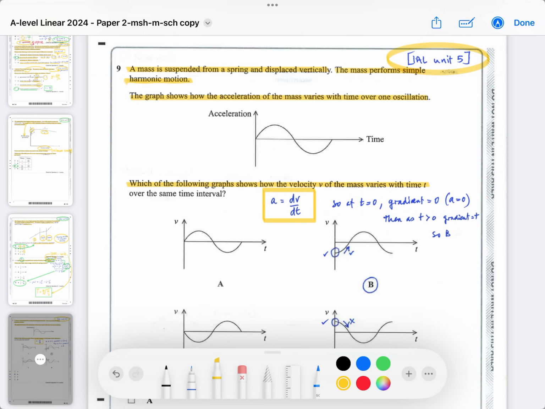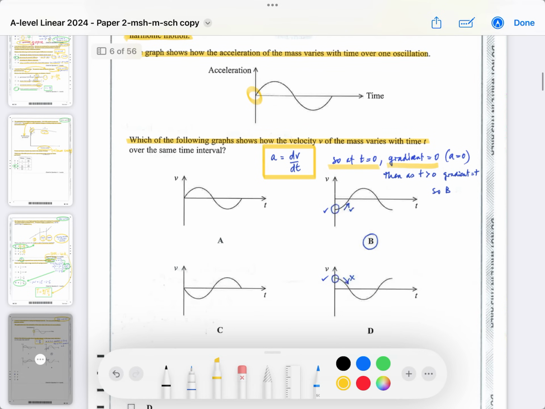Okay? So we want the acceleration at time 0. The gradient should be 0 at time 0, because the acceleration at time 0 is 0. So we want the gradient at the beginning of the velocity-time graph to be 0. Which ones have 0? This one has a 0 gradient at the beginning. Peak or trough momentarily will be 0. So it's either B or D, because neither A nor C have a gradient which is 0.